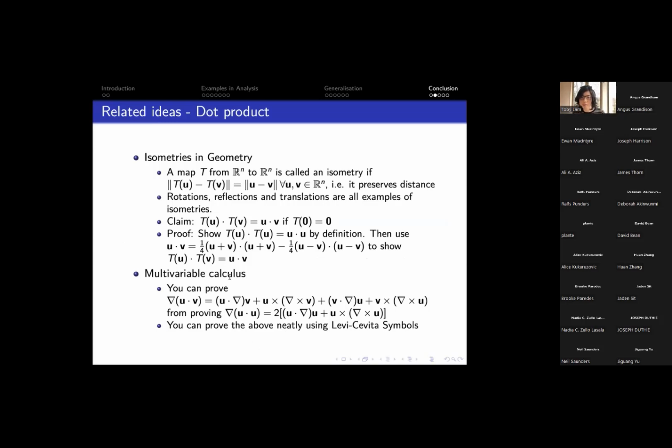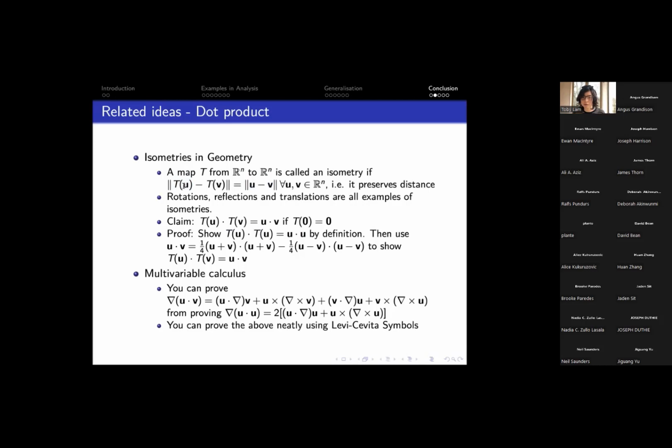So the claim, something that you can prove about isometries, is that they preserve the dot product, given that it maps the origin to its origin. And the way you can do it is, well, first of all, you can show that Tu.Tu is equal to u.u. And this is by letting v in here be 0. So you would get T of u minus 0 is equal to the norm of u.